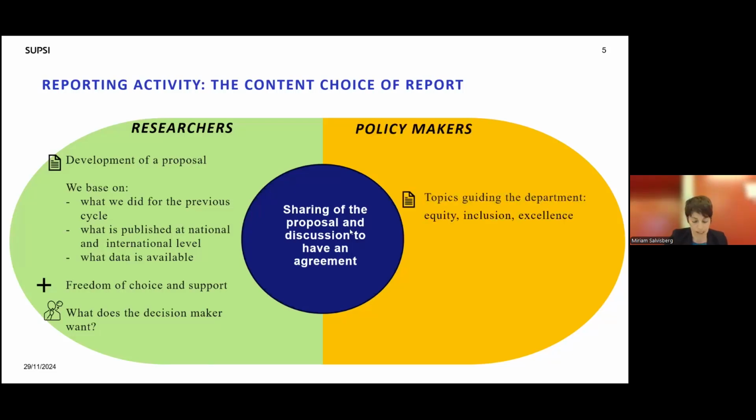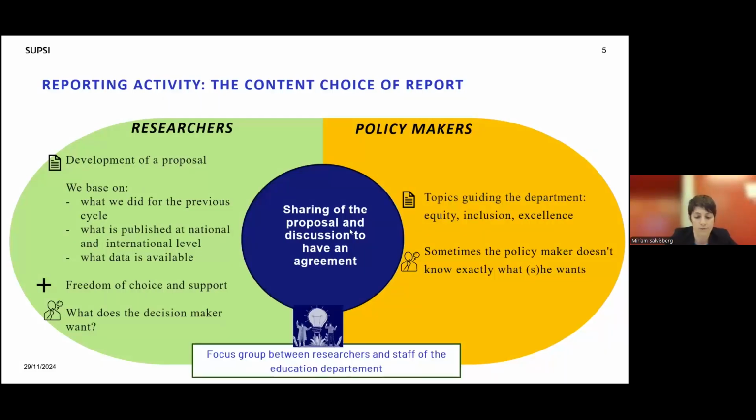In the interview, policymakers expressed interest in the PISA results. The relevant themes guiding their department are equity, inclusion, and excellence. These themes are also those detected by the PISA survey. However, they also admitted they are not always sure of their exact needs. And one possible solution proposed during the interview is organizing a focus group with department staff to clarify their questions and their needs.